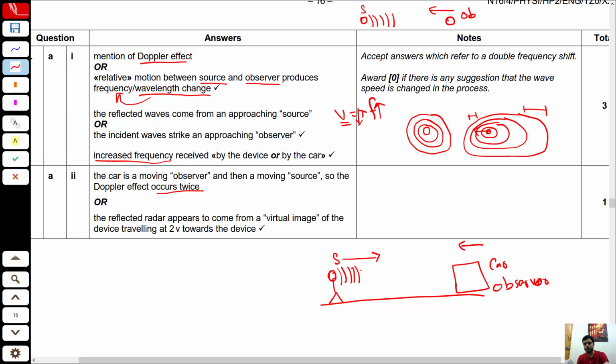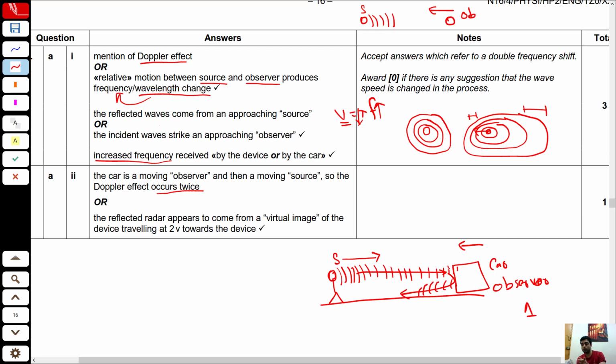So when the microwave hits the car, there's one Doppler effect. And a second Doppler effect happens when there is a reflection from the car. The microwave bounces back from the surface of the car, because the car is a solid body and the microwave gets reflected at the solid wall of the car. So there's a reflection of the microwave.